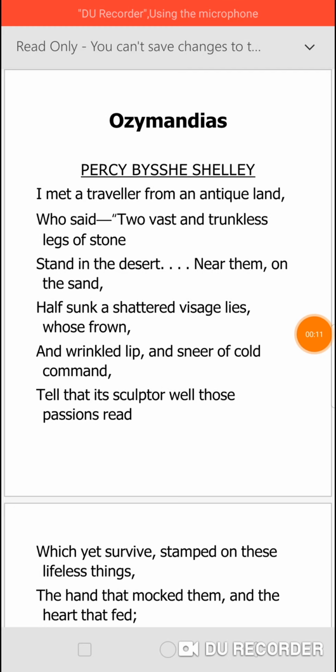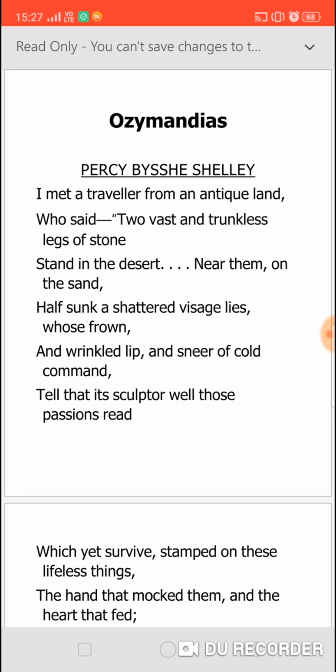Now, Ozymandias is actually a sonnet. Sonnet means a 14 lines poem, and in that the first 8 lines will be in octave and the next 6 lines will be called as sestet. Now, if you count the number of syllables in each line, you will find that they are 8.